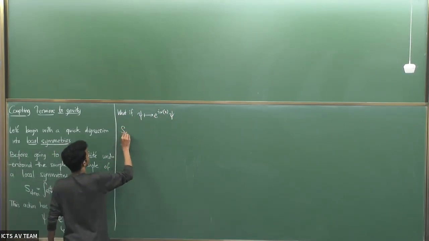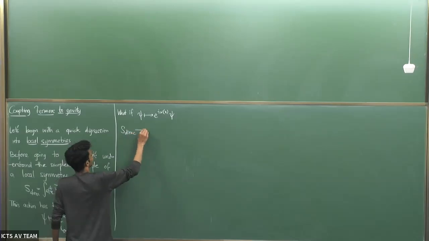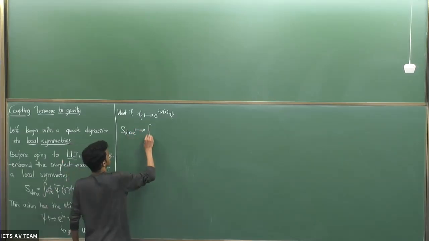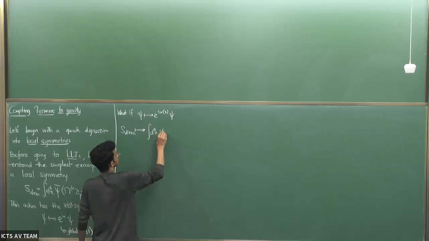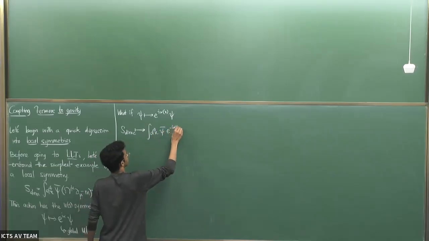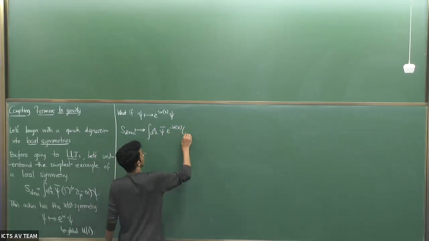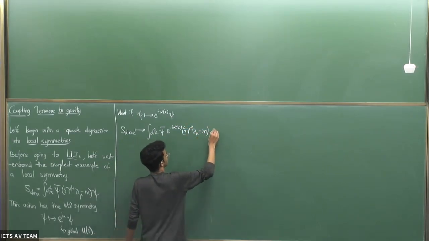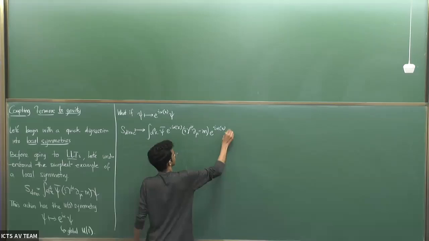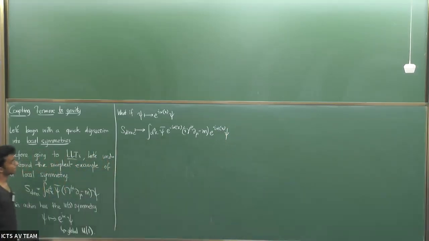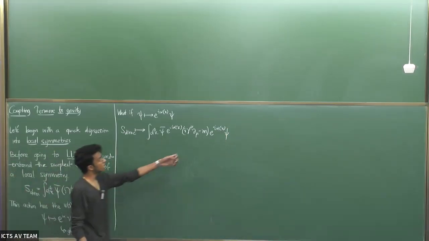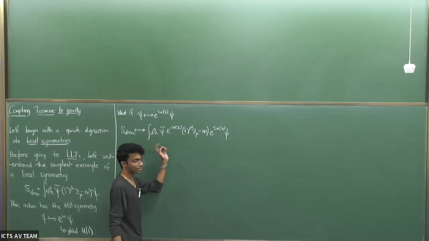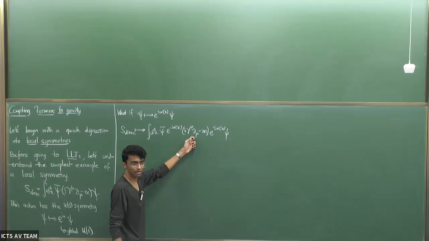Let's check. S Dirac will transform to integral d4x psi bar e to the minus I alpha of x times I gamma mu del mu minus m e to the I alpha of x psi. Right? Now the e to the I alpha won't just go through and hit and give 1 because there is a del mu sitting in between. Right? So what will this give?